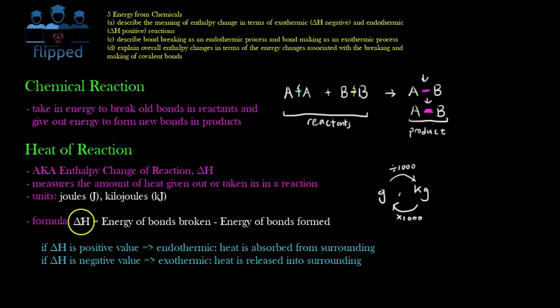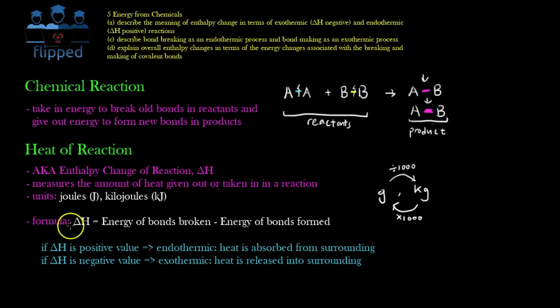The formula is as such: change in H equals the energy of bonds broken, in the case of AA and BB, the blue and the yellow, minus the energy of bonds formed, which are the two pink bonds. We have an example later to talk about this.